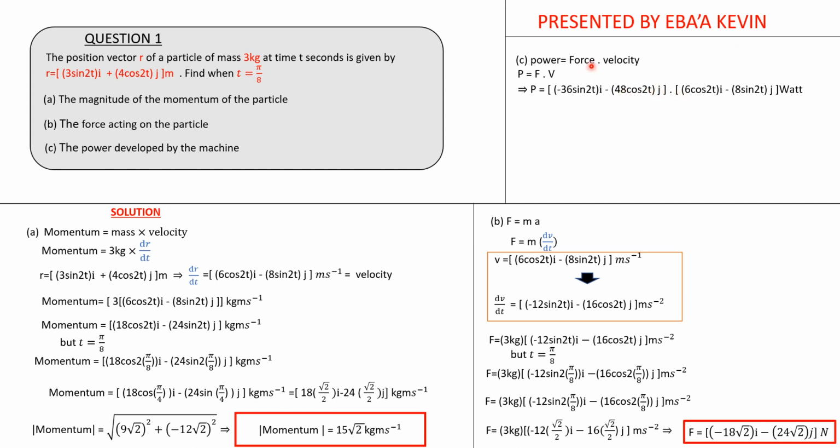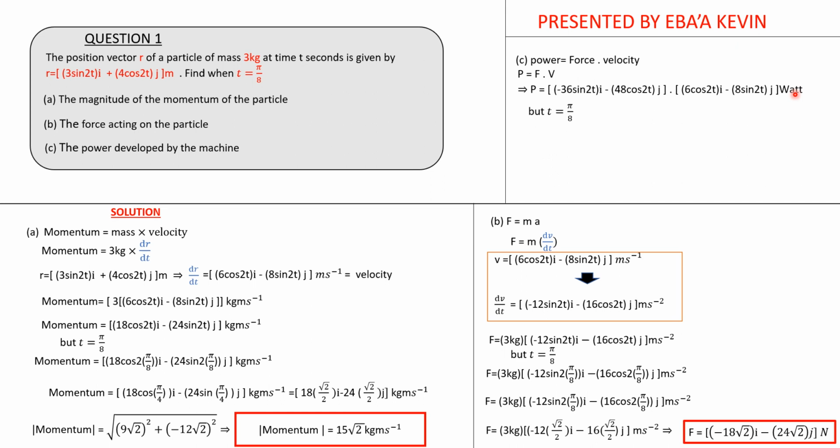And the dot product, remember, you have to take note that here we are working with a dot product. You are going to see the level at which you are going to lay more emphasis on that. The velocity is still the same velocity that we are going to take here, that is, when we differentiated the position vector. And the SI unit of power is the watt.